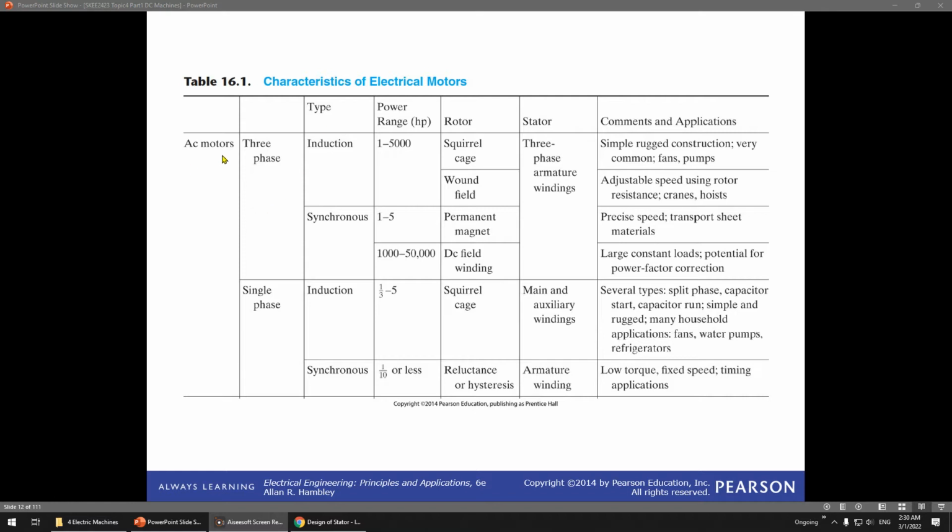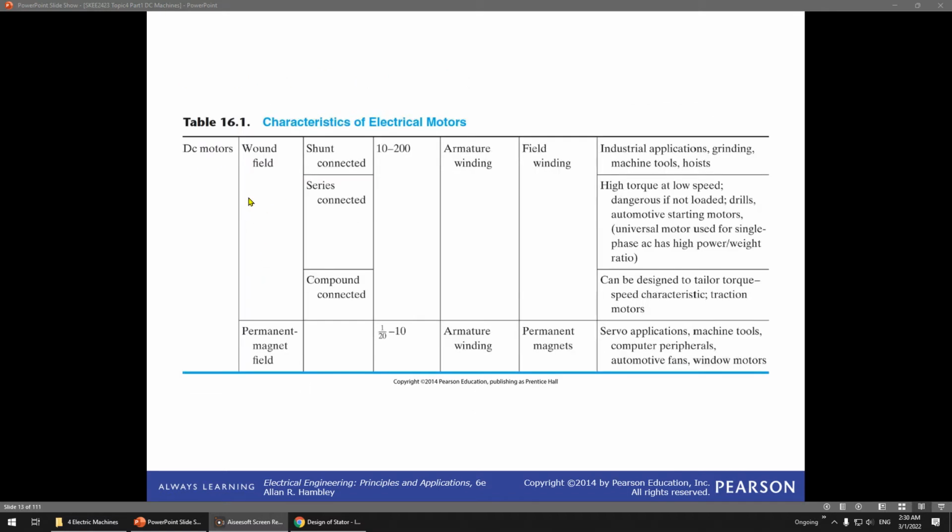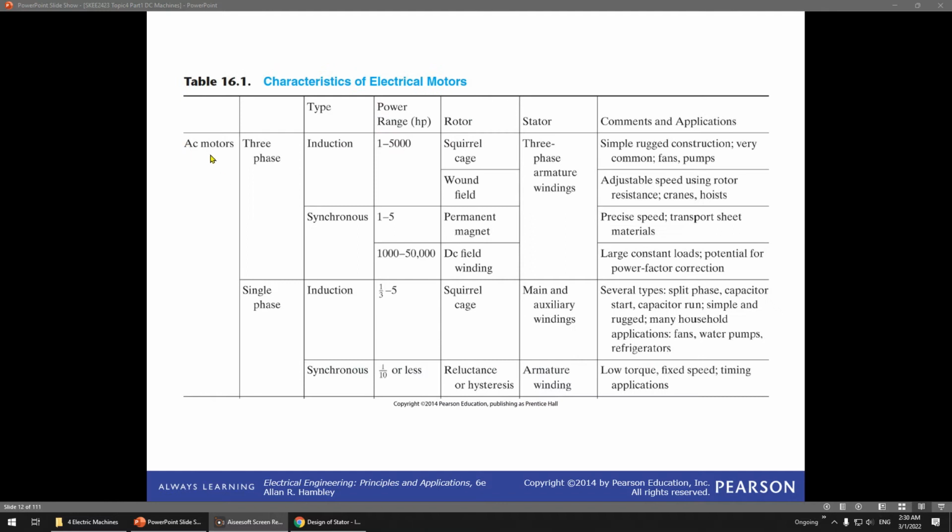You can have an AC motor, remember AC, and you have DC. For an AC motor you can either have 3-phase or single phase. You can have an induction motor or a synchronized motor. For an induction machine you need to know that you can either have a squirrel cage or a wound field. This is the standard one, widely used.